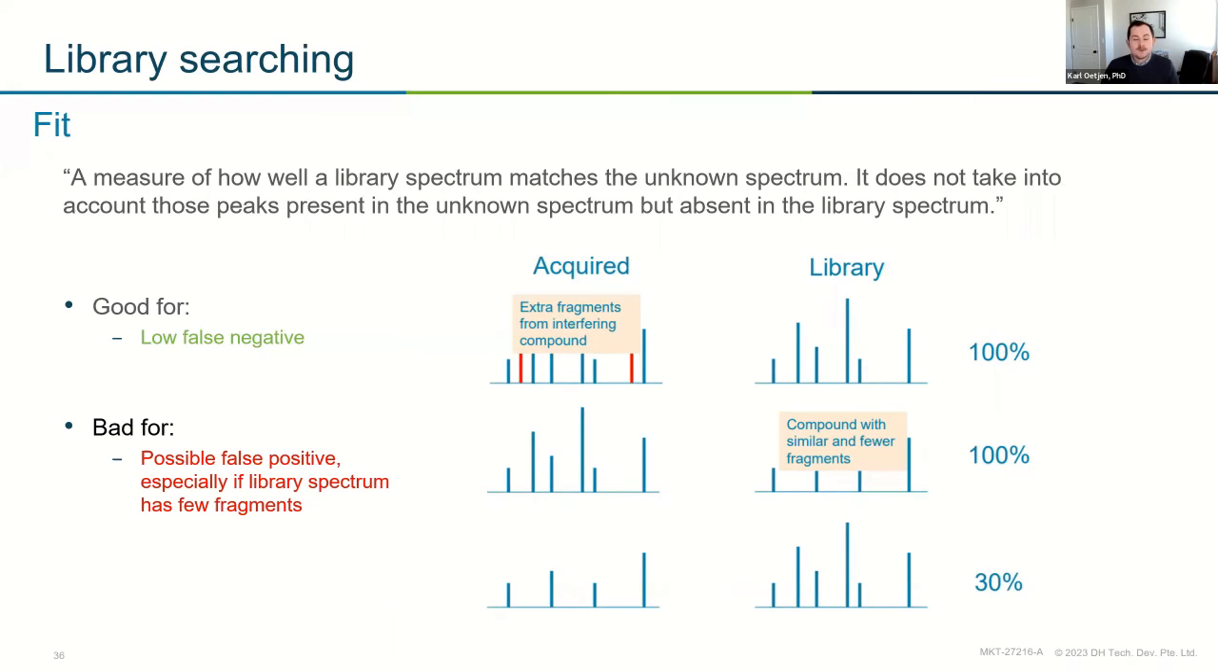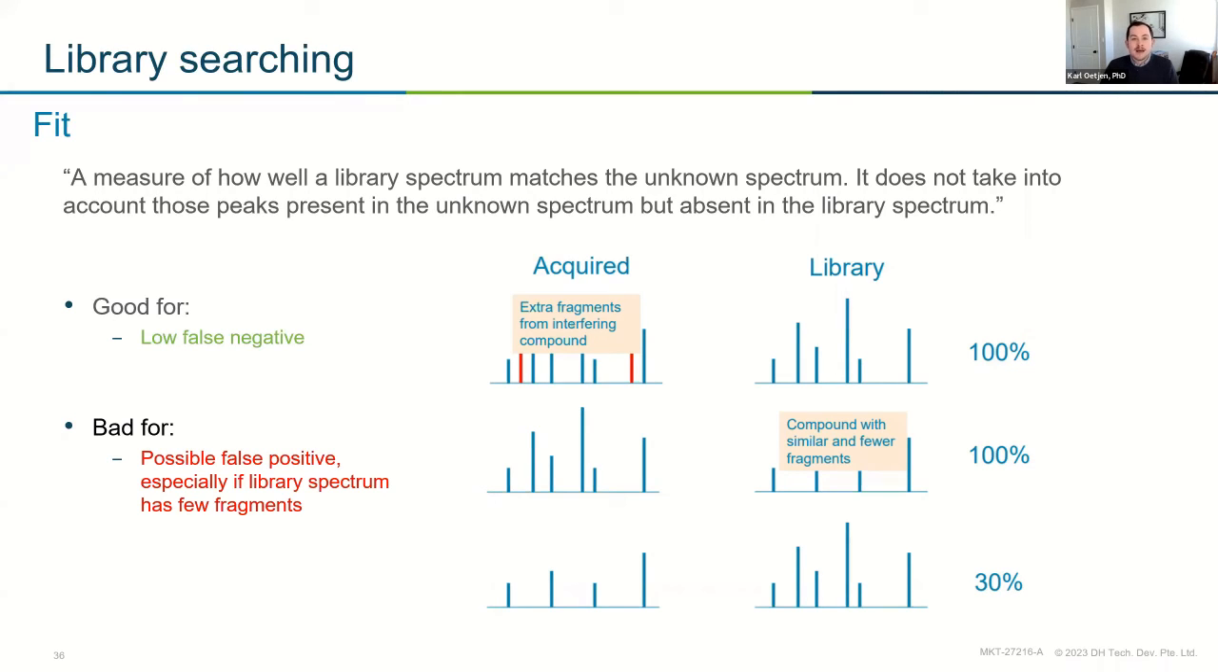Versus something like a fit score. A fit score is really good at having low false negatives, but you might end up with some false positives. The way I like to think of a fit score is that any extra fragments that are in your unknown aren't going to be penalized if they're not in your library spectrum. So this is good if it was acquired under these different conditions.